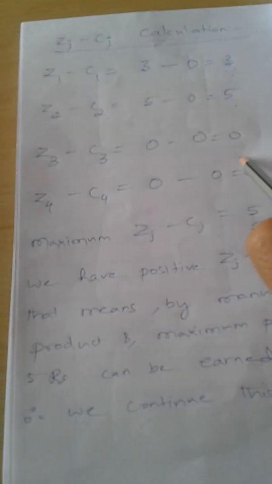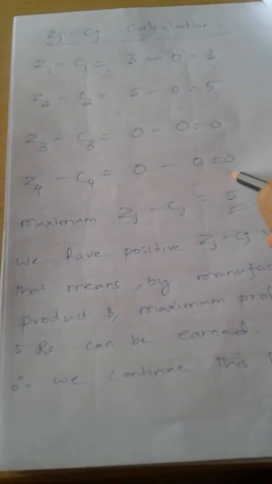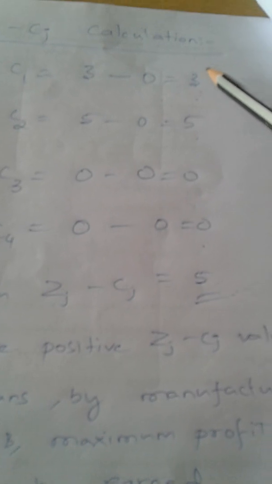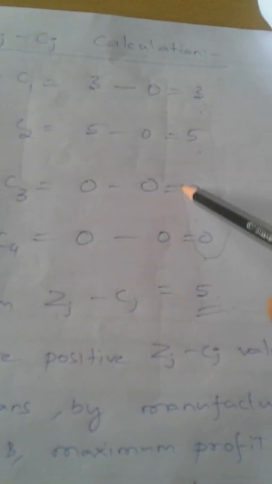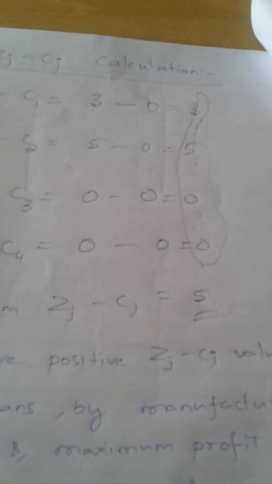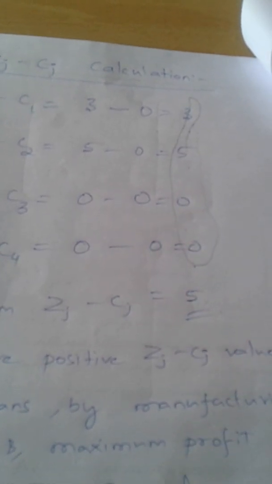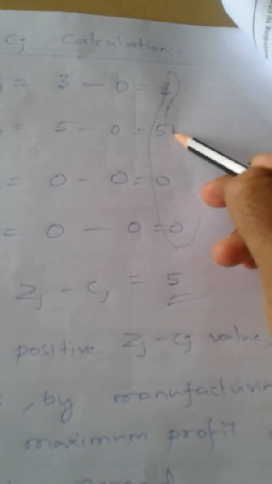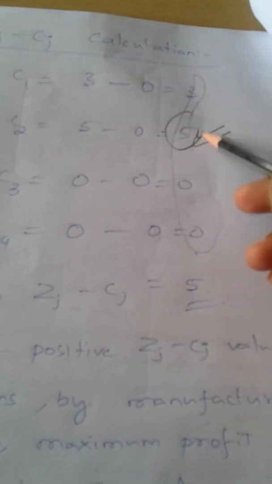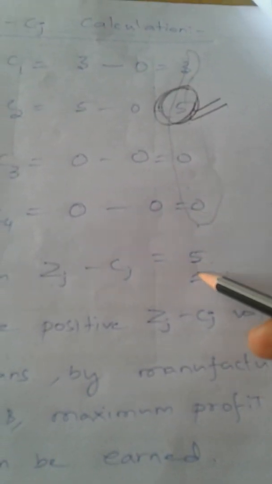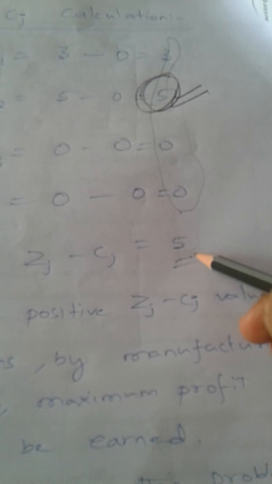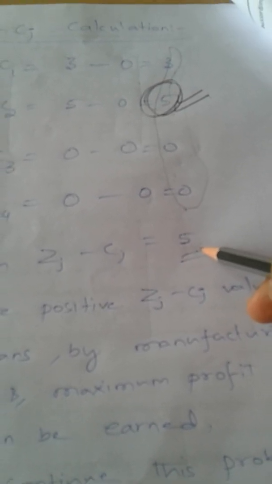Next is also 0 minus 0, and this is also equal to 0. Z3 minus C3 is also 0. Z4 minus C4 is also 0. Now always remember that we have to consider the maximum Zj minus Cj value. So out of these four values, the maximum is 5. So this is the maximum. That is the reason we have to consider this column value for the next calculation.